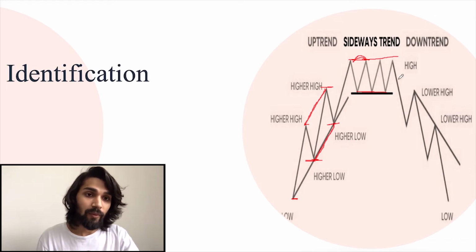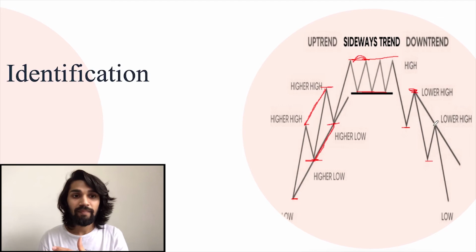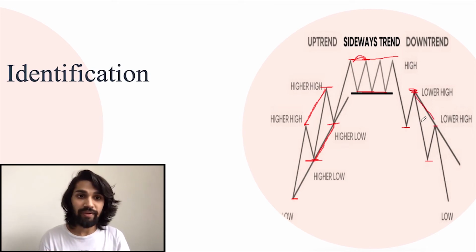Similarly, when it reaches a high and then it makes a new low, and then the next high which it makes is lower than the previous high, and the lows which it makes now are lower than the previous lows, then it's a downtrend.